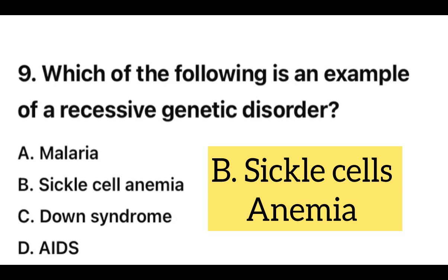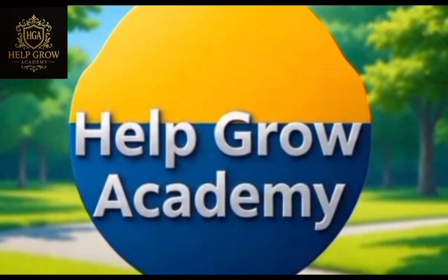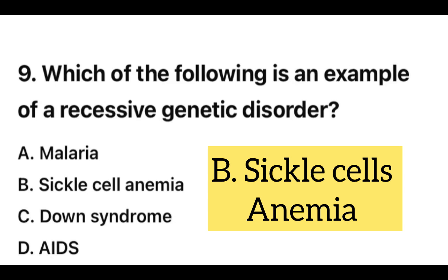Sickle cell anemia is a hereditary disease caused by a recessive gene. For a child to be affected, both parents must pass on the sickle cell gene. The person becomes homozygous recessive and will show symptoms like fatigue, joint pain, and risk of organ damage due to misshaped red blood cells. Other options: malaria is just a parasitic disease. Down syndrome results from chromosomal abnormality, not gene mutation. AIDS is acquired and not inherited.